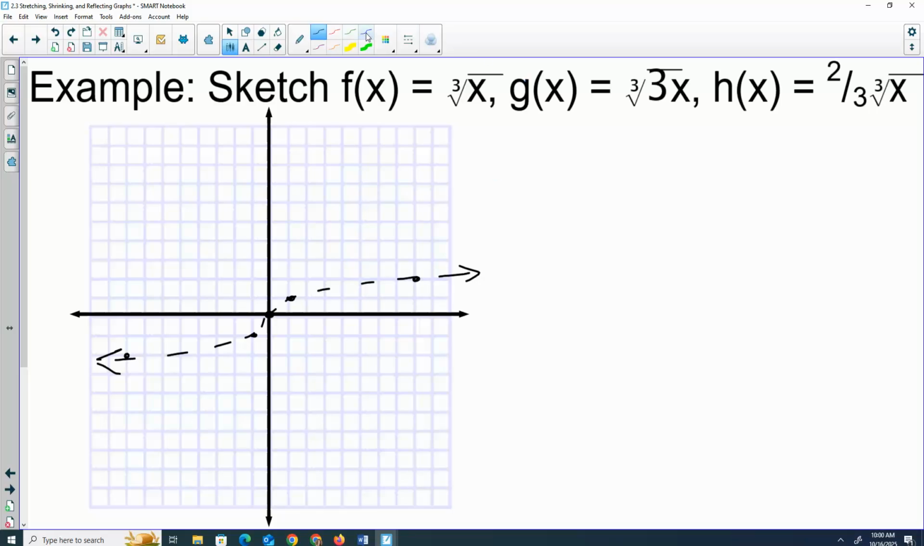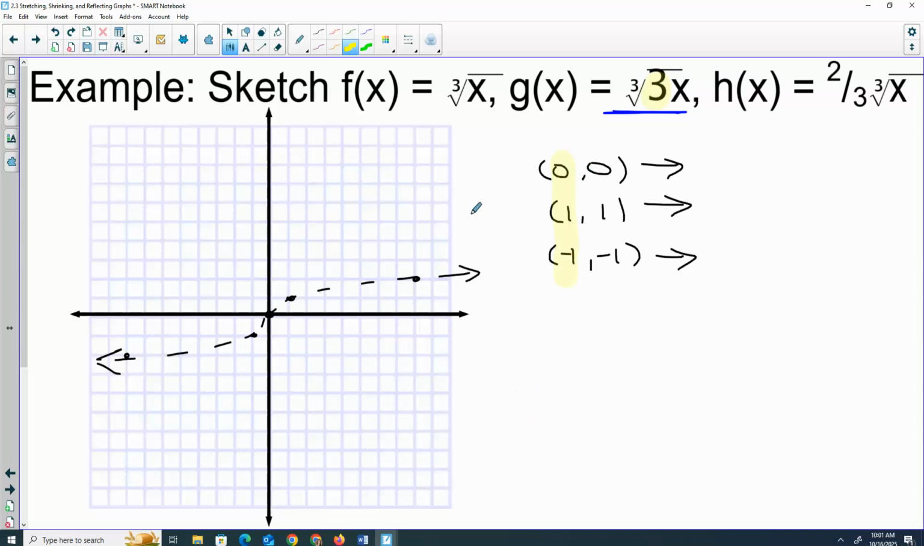Okay. So this first one, the cube root of 3x. If you need to write out some points, you don't have to. At least 3 points. Is that 3 going to change my x or my y? Inside changes x, and it does the opposite. What's the opposite of multiplying by 3? Dividing by 3. So 0 divided by 3 is still 0. 1 divided by 3 is 1/3. Negative 1 divided by 3 is negative 1/3.